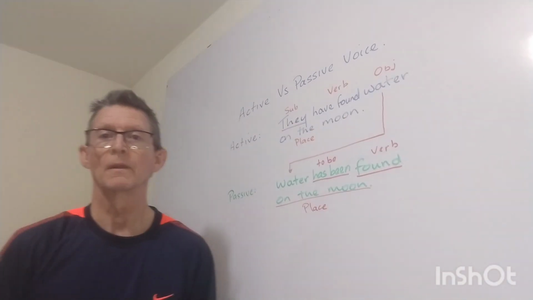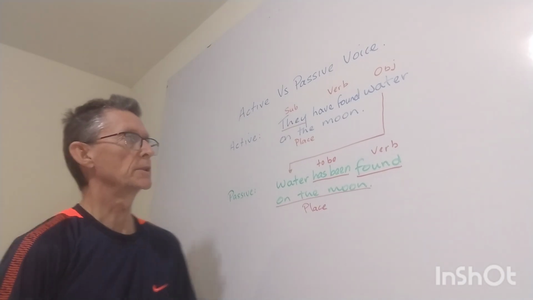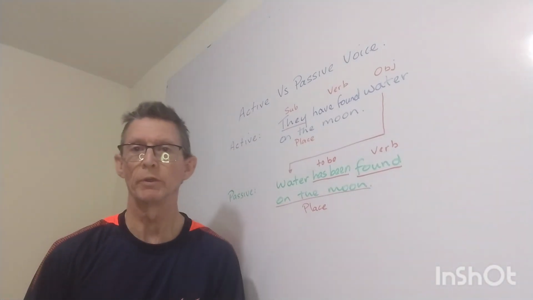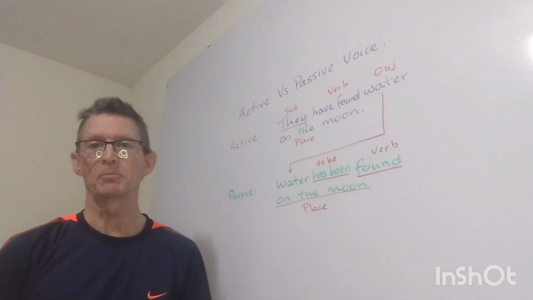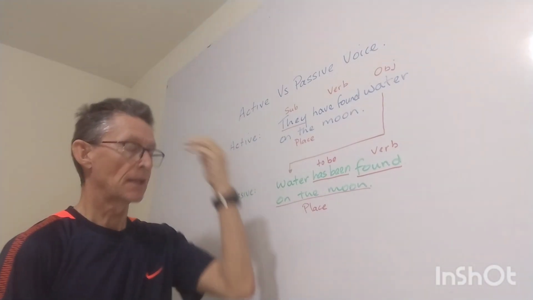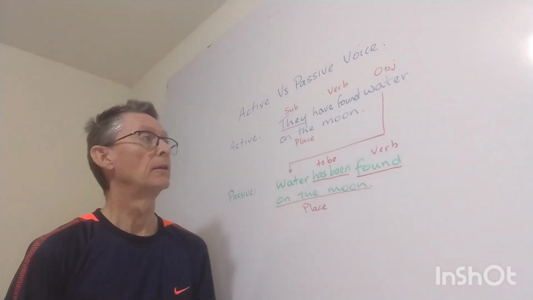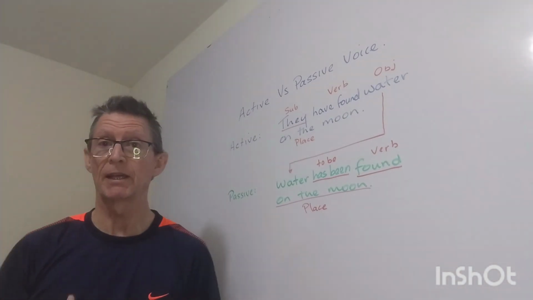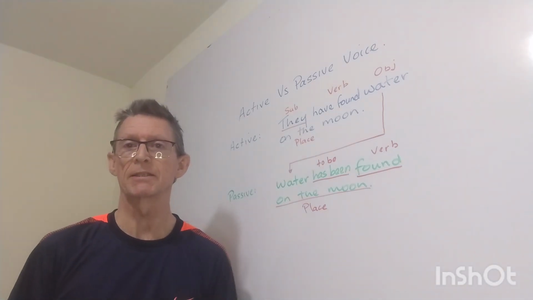So in this example, we can see they have found water on the moon. This is a present perfect tense. It gives us the subject they. Have found is my verb tense, which is present perfect. Water is my object, and on the moon is the place.